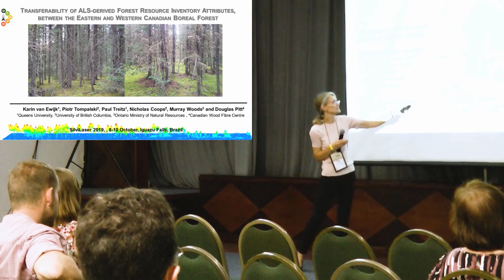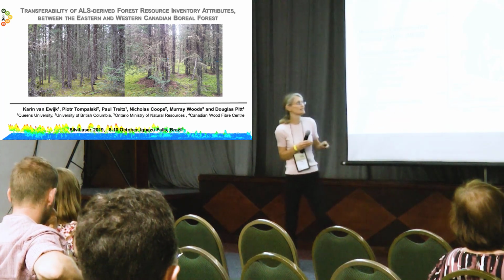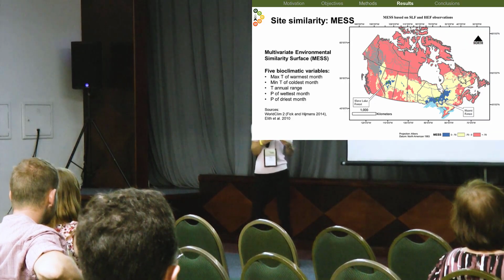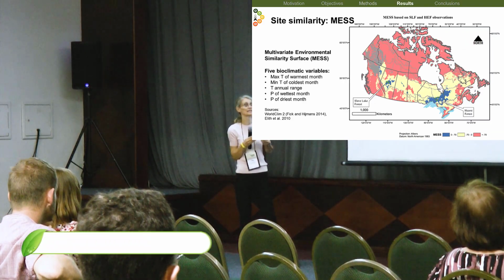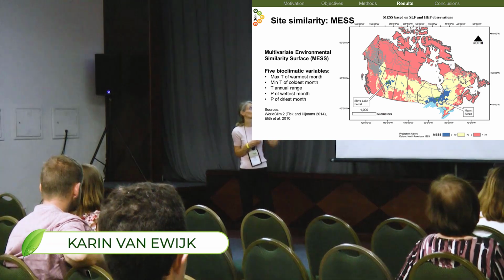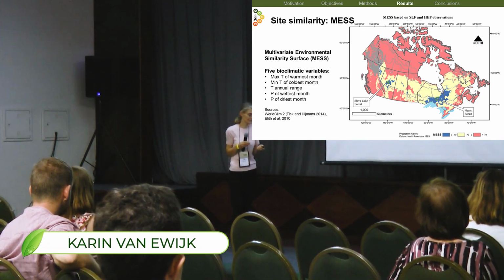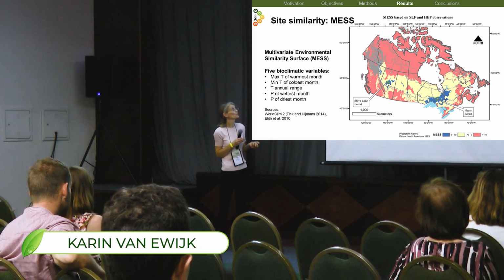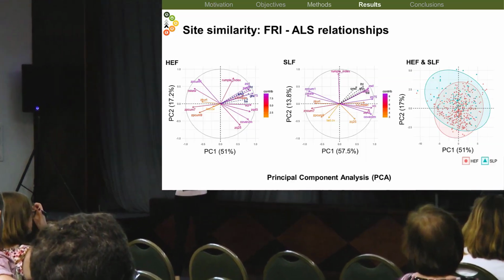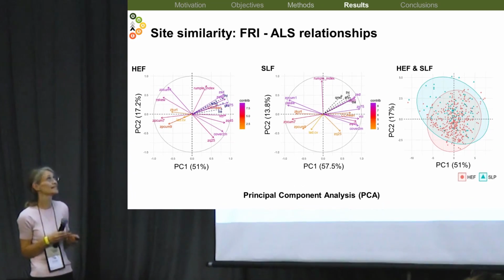These are both our sites, and what you can see is that the blue area is the area where we find that, bioclimatically, these areas are similar to our two study sites. We also looked at the similarity in terms of the ALS data.